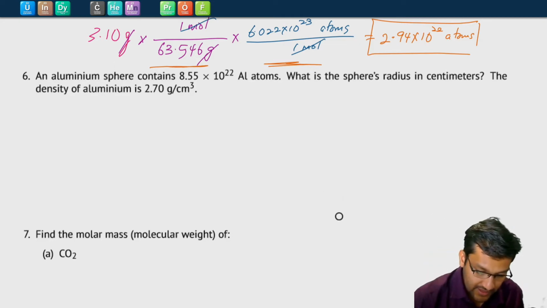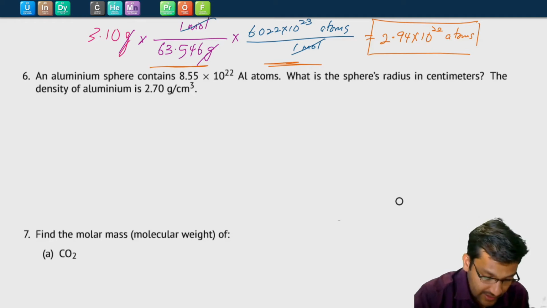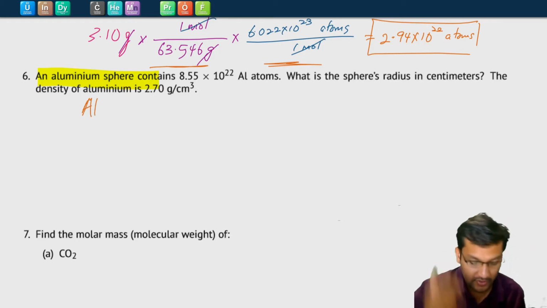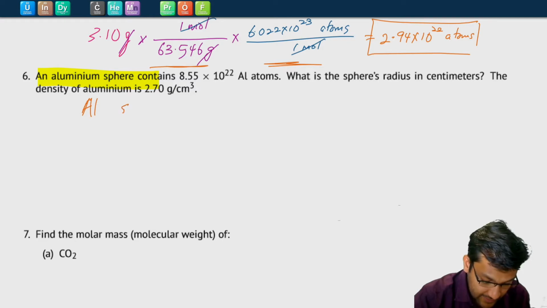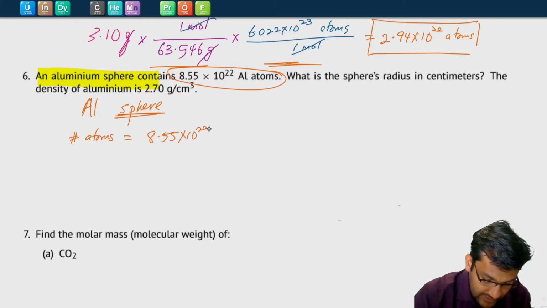All right, so number 6 doesn't seem like a very complicated question, but there are a number of elements to this question that you might not have recognized. So let's look at them. So we start with an aluminum sphere. So right away we know a couple of things. One, the material is aluminum, which is an element, a metal composed of atoms. It's also a sphere, right? That's going to be important. They give us the number of atoms, so let's write that. Number of atoms is equal to 8.55 by 10 to the 22nd atoms.